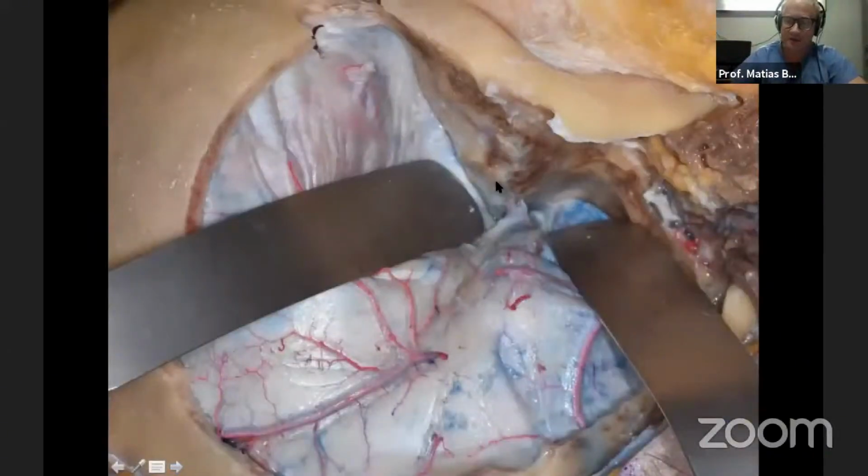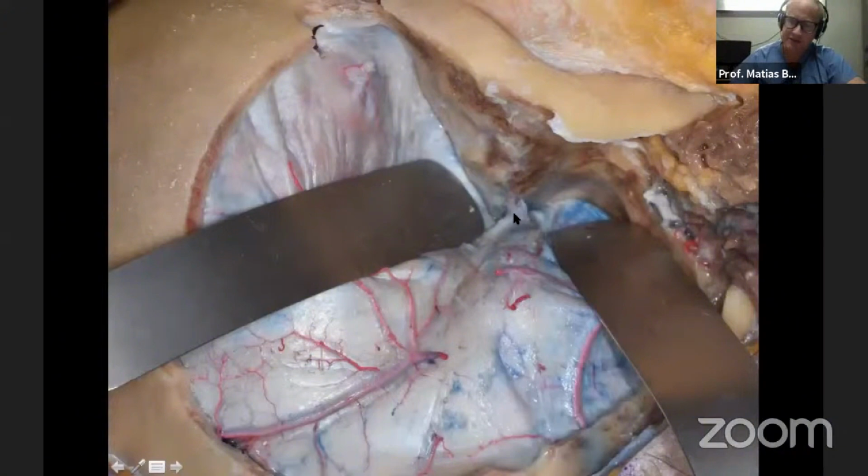Here is an example in a pterional approach where the lesser wing was removed. It's very important to create a common space between the anterior cranial fossa and the middle cranial fossa, removing this bone block of the lesser sphenoid wing.